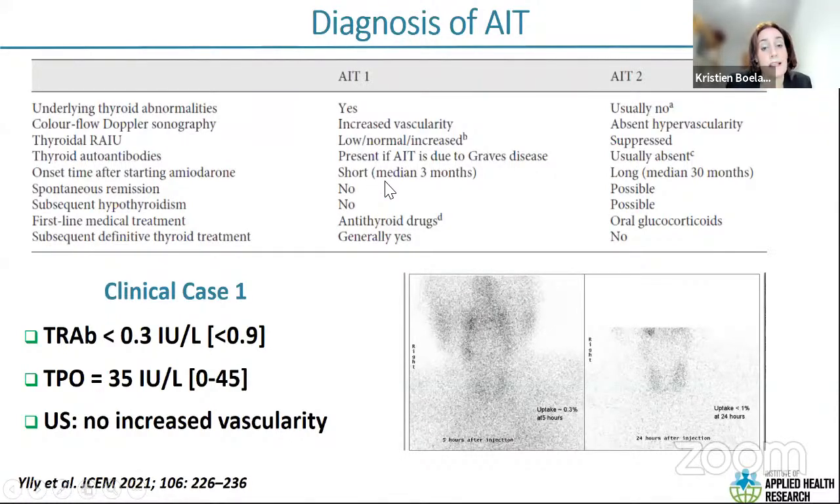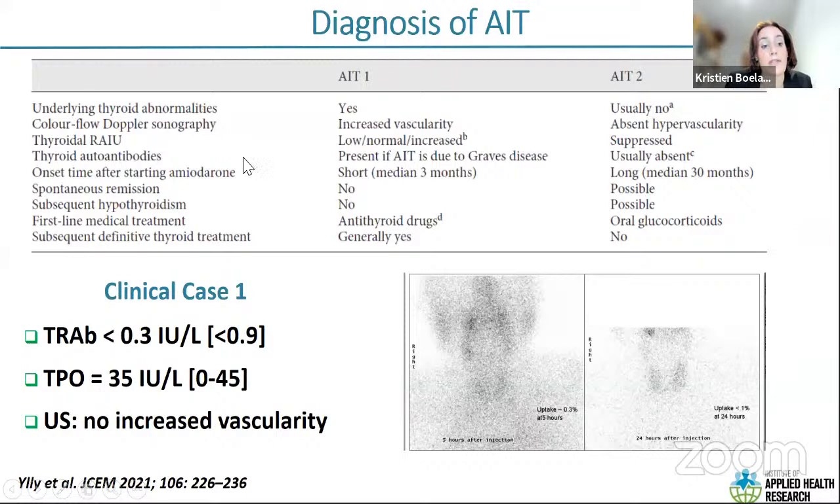The best way to distinguish between type 1 and type 2 is doing a color flow Doppler ultrasonography, which in type 1 will show increased vascularity and in type 2 will show absent hypervascularity. So the type 2 is caused by the direct cytotoxic effects of amiodarone, usually occurs in patients who don't have underlying thyroid abnormalities. So therefore, when you check antibodies, they are usually absent.